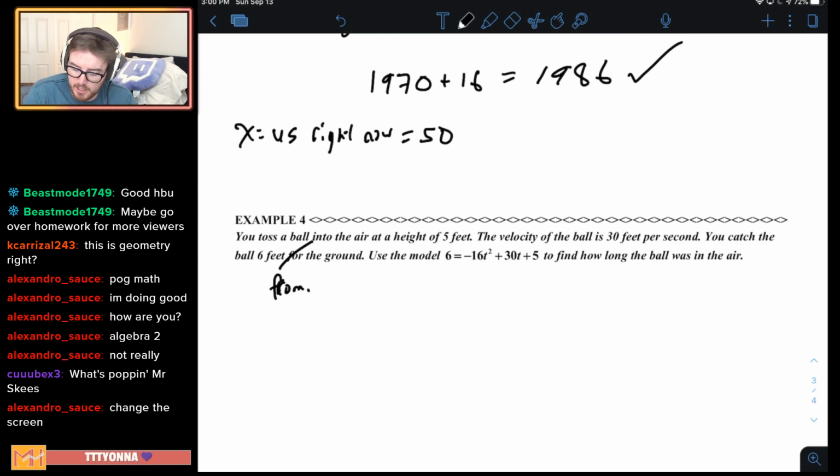You toss a ball into the air at a height of 5 feet. So we are like 5 feet tall, right? We're tossing the ball from a height of five, so it doesn't start on the ground. That's kind of the catch here, is that the ball is not starting on the ground, right? And you don't catch it on the ground, right? You're catching it 6 feet from the ground, okay? So it's not about whether it hits the ground or not. This graph represents the amount of time it was in the air.